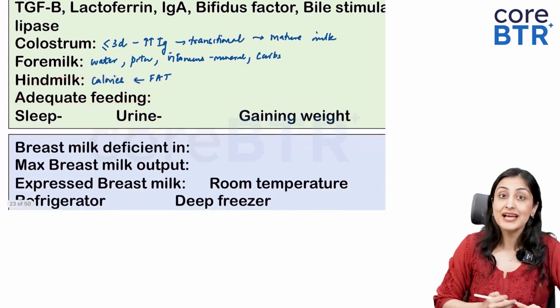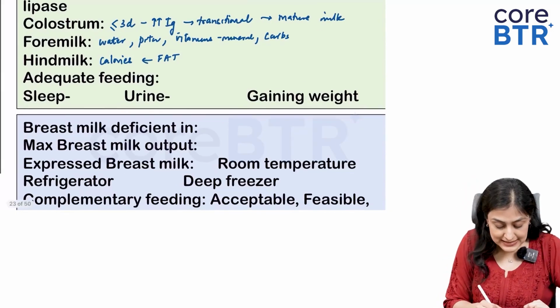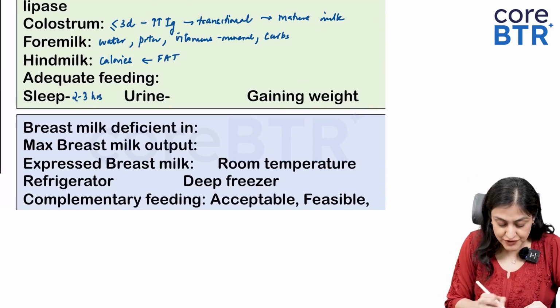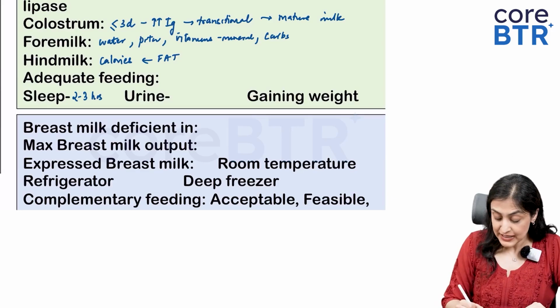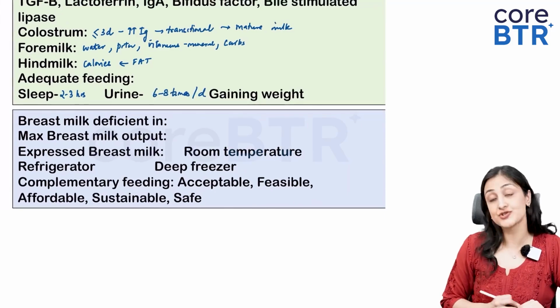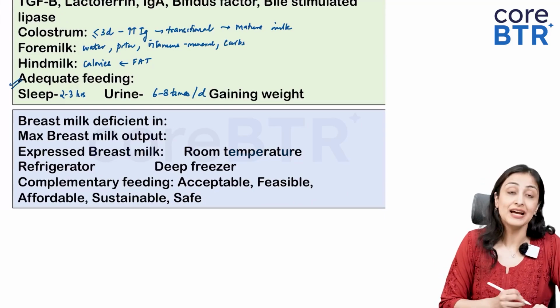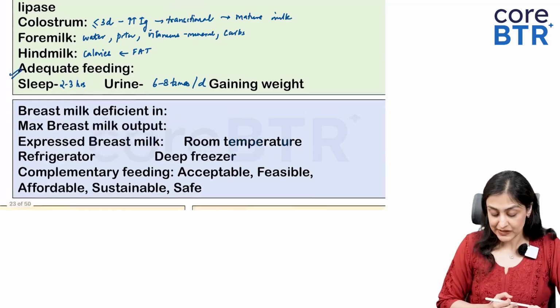So what are the signs of adequate feeding? Very, very important. A baby would usually sleep for 2 to 3 hours after every feeding, right? Should pass urine 6 to 8 times in a day and should be gaining weight. So all three of them are signs that the baby is fed adequately. All right. So this is very, very important.